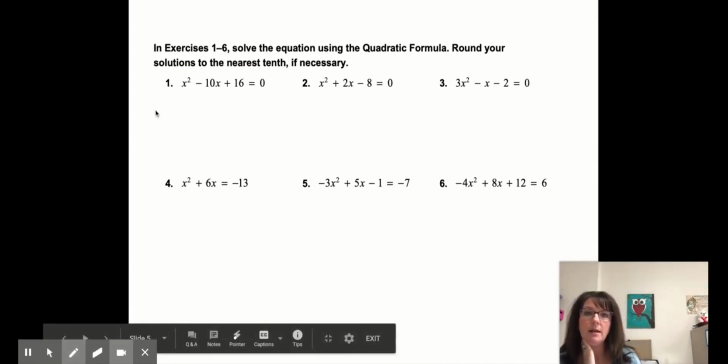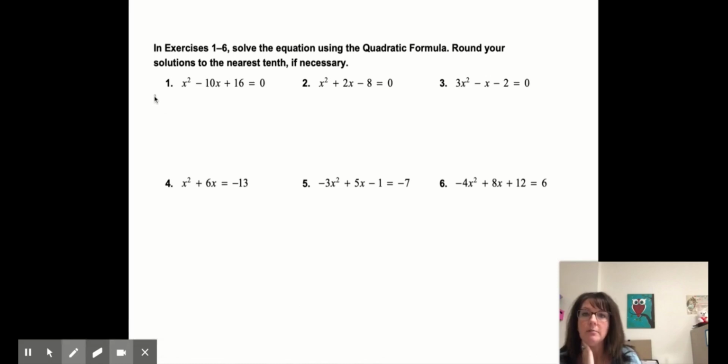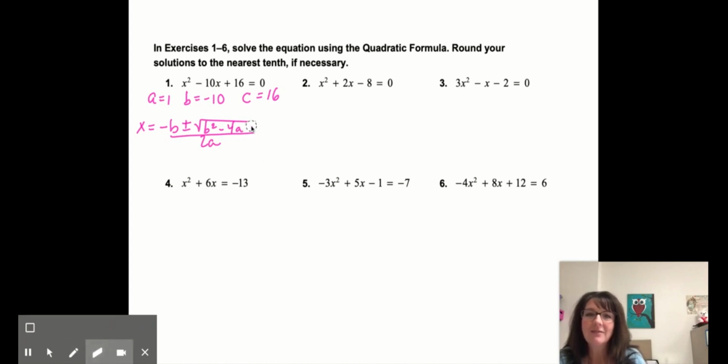All right, number 1. In this one, it's already set up. I want to identify A is equal to 1, B is equal to negative 10, and C is equal to 16. Okay, so we have x is equal to negative b plus or minus the square root of b squared minus 4ac all over 2a. My C almost looks like an exponent there. All right, there we go.